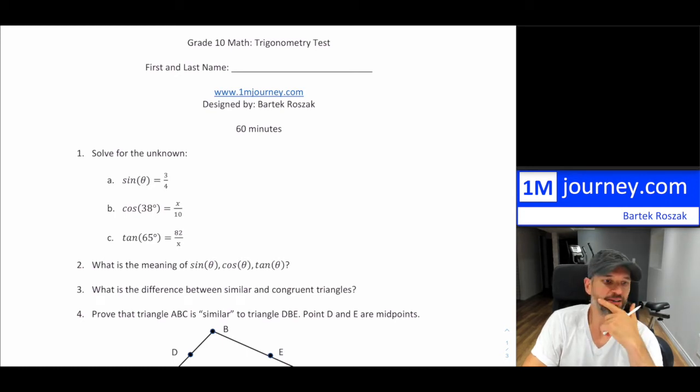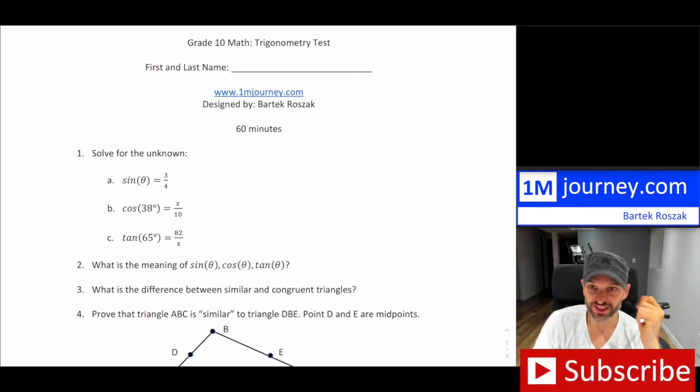Oh boy, this is going to be a fun one. So, trigonometry test for grade 10. This is the one that I came up with, again, like all the tests I come up with.